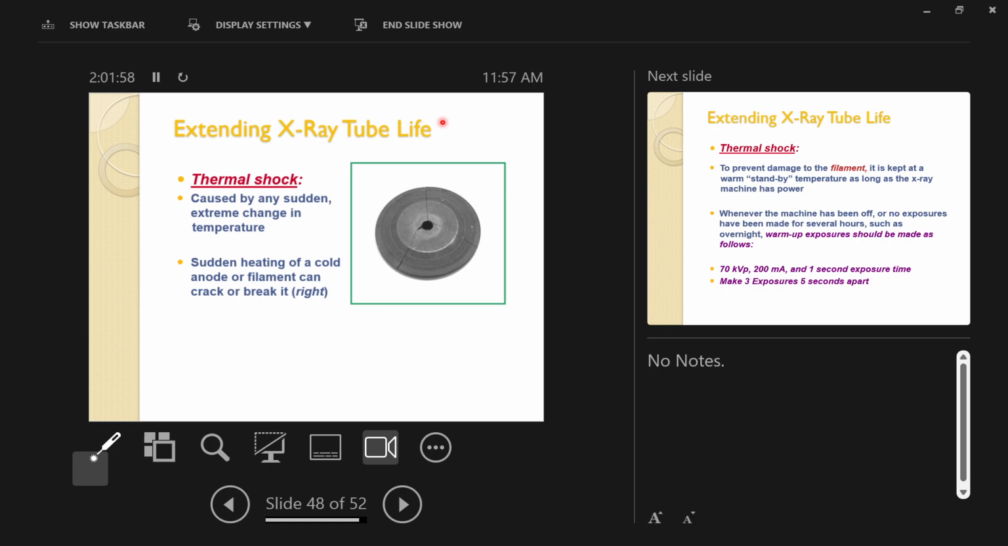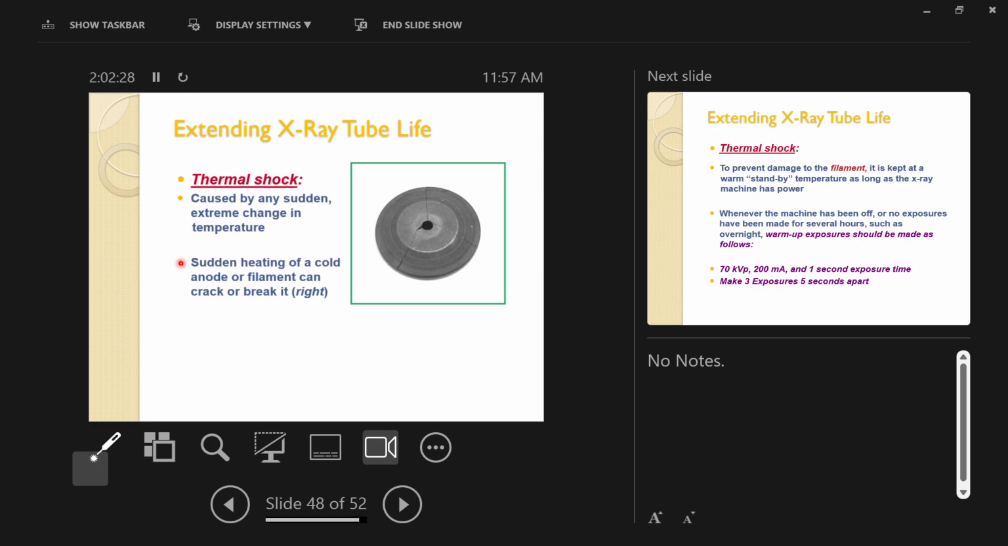So this idea called thermal shock is a sudden extreme change in temperature, such as rapidly heating a cold anode. So it sits overnight. You get in the morning, you forget to warm the X-ray tube up. Maybe even worse than that, you forget to even turn it on, okay? The X-ray tube will build up a little bit of heat because it always runs a little tiny bit of current through the filament and stuff after you turn it on. You just forget to turn it on, okay?